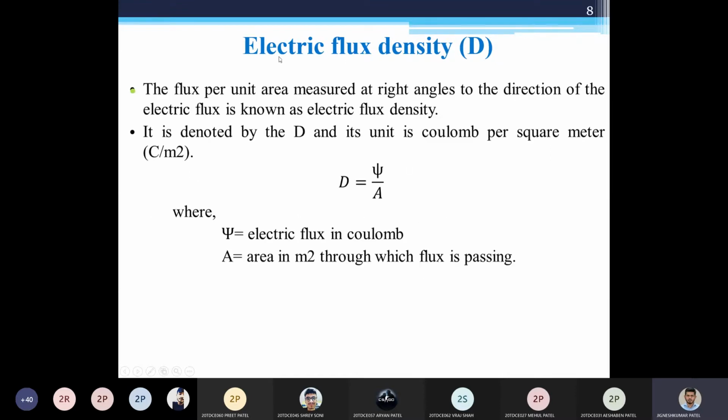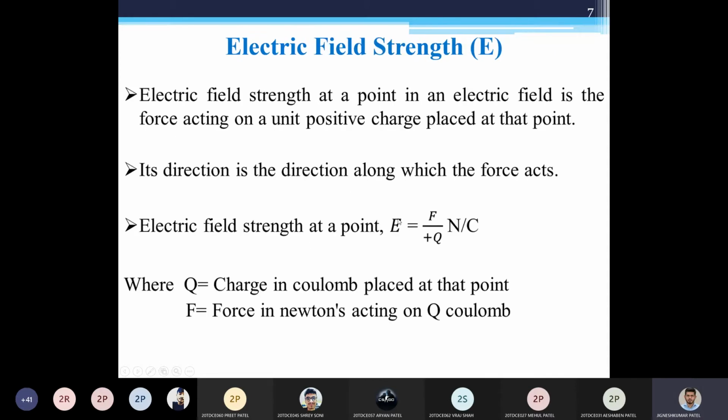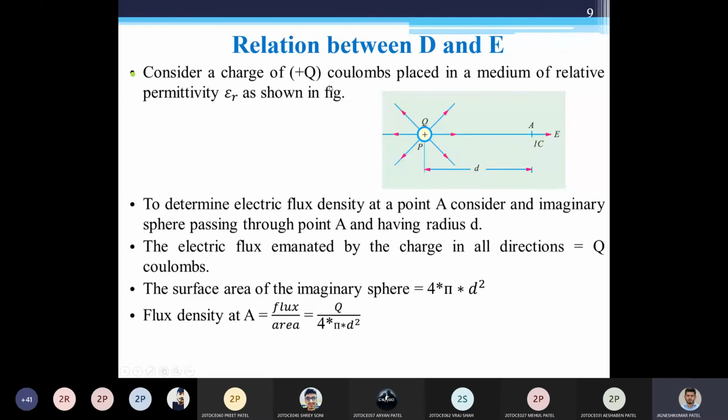Then we have also seen electric flux density. Flux density is basically the flux passing through a unit area, the area of a plate or a sphere or whatever the object is. The flux passing through that object per unit area is nothing but electric flux density. Then we found the relation between this D and the electric field intensity E. How did we find that relation?